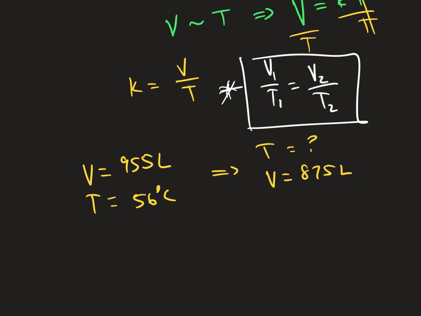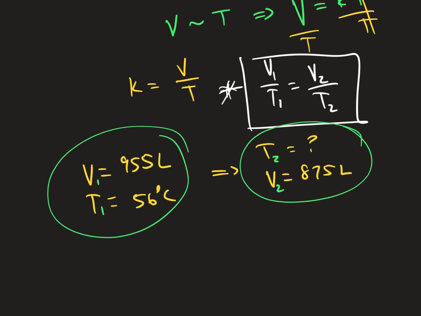So again, we could just call these V1 and T1 and this T2 and V2, right? Because this is our initial case or our first situation, and this is our second situation. Can I say the ones on my left are my second situation, and the ones on my right are my first situation? Yeah, it doesn't matter, because they're equal, right?